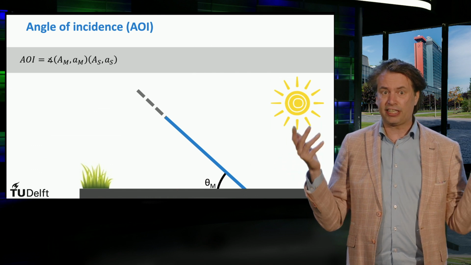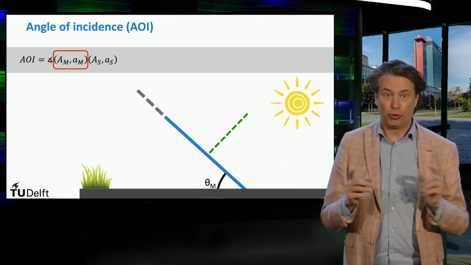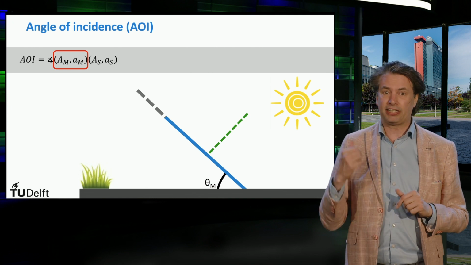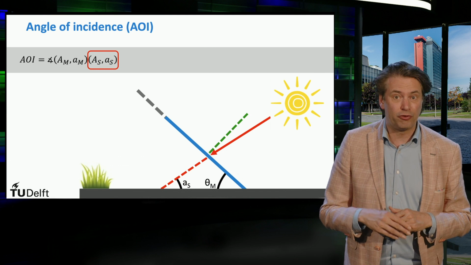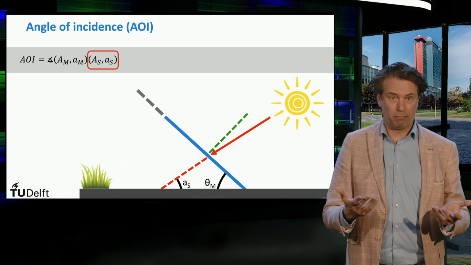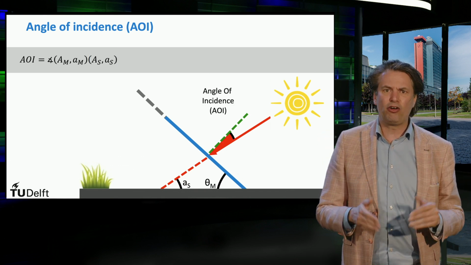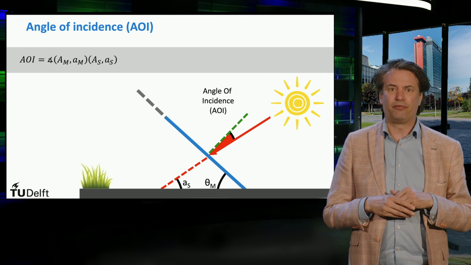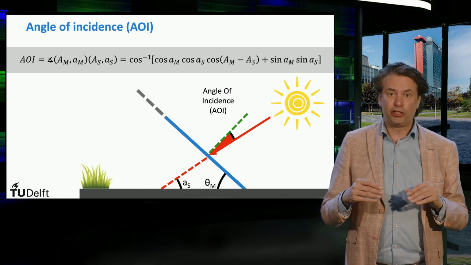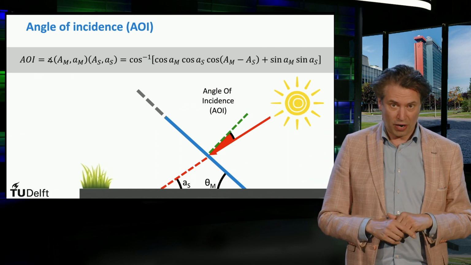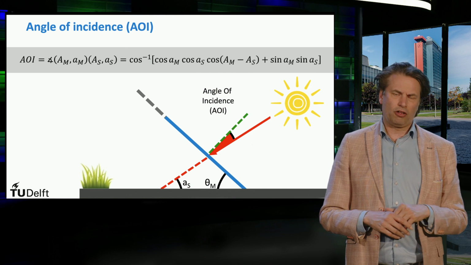The angle of incidence is the angle between the module normal, depicted by the dashed green line, and the incident direction of the sunlight, represented by the red beam. So we indicate the angle of incidence in this figure in red. At the top of the slide you can find the trigonometrical equation used to derive the angle of incidence.